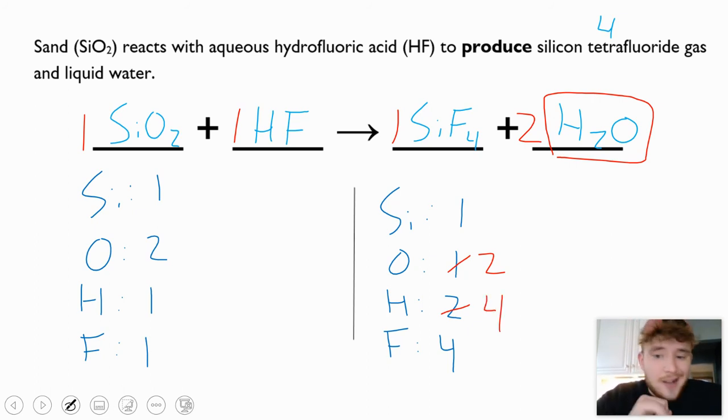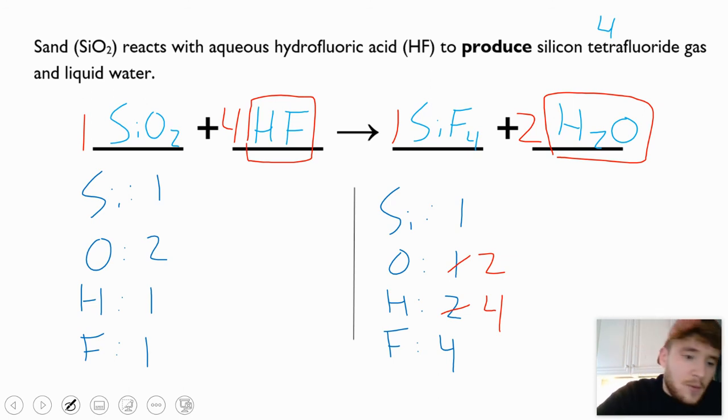So silicon's good, oxygen's good, but we recognize that hydrogen and fluorine are now both not balanced. I've got 4 times more hydrogen and fluorine on the right side than I do on the left side. This actually makes balancing easier because on the left side, hydrogen and fluorine are in the same compound. So what number do I have to put out front of HF, hydrofluoric acid, in order to balance it? I just have to change it to a 4. If I put a 4 out front here, I'm quadrupling my HF, which means I now have 4 hydrogen and 4 fluorine. So I'm all balanced now.